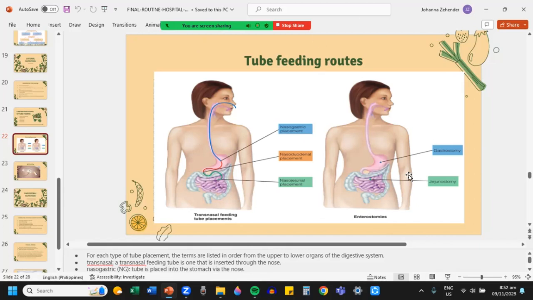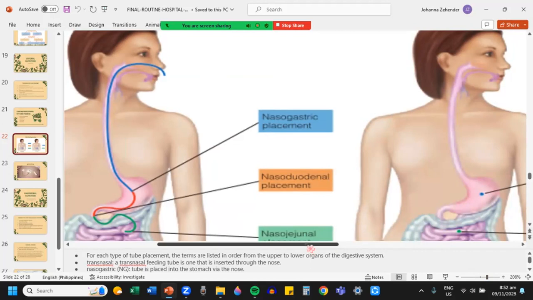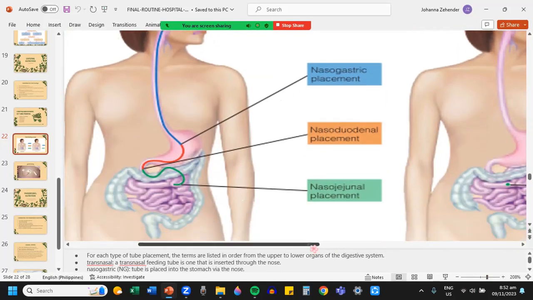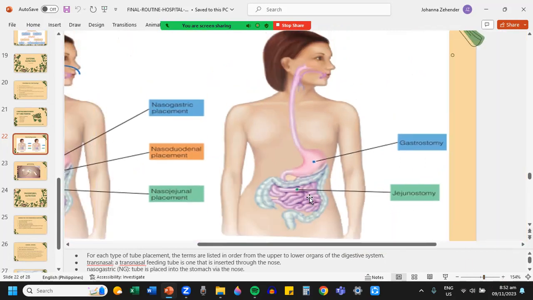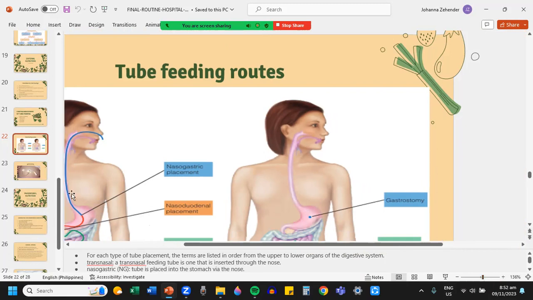Next, we have shortcut routes for the tube. So we have gastrostomy, where the feeding tube is already directly in the patient's stomach. Another one is your jejunostomy, where the feeding opening is here in the jejunum. So just to zoom in. I'll just open some videos for you to watch, for you to appreciate the differences between the different tube feeding routes.